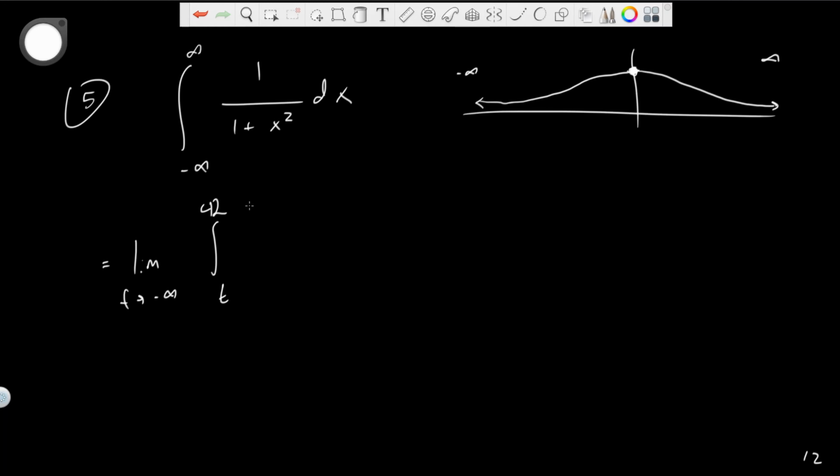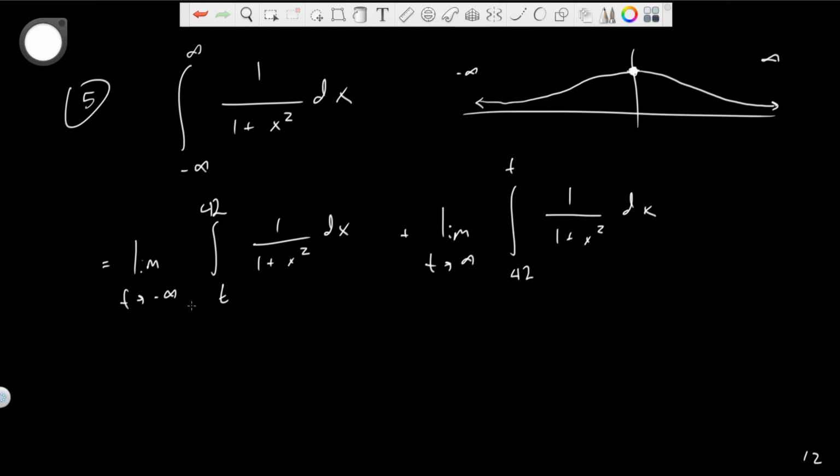Let's do 42, the meaning of life, the universe, and everything. So we're going to go from t to 42 of 1 over 1 plus x squared dx, plus the limit as t goes to infinity of the integral from 42 to t of 1 over 1 plus x squared dx. This is why I chose this problem, so that you are tempted to use 0 and use symmetry and then just do 2 times the first integral. But 0 is not halfway between negative infinity and infinity.